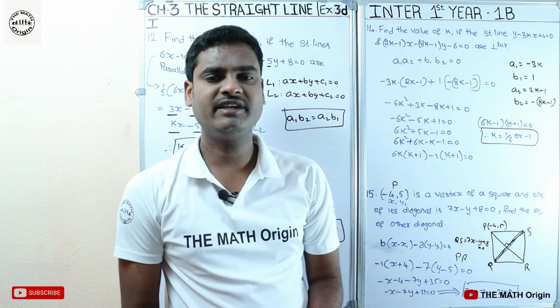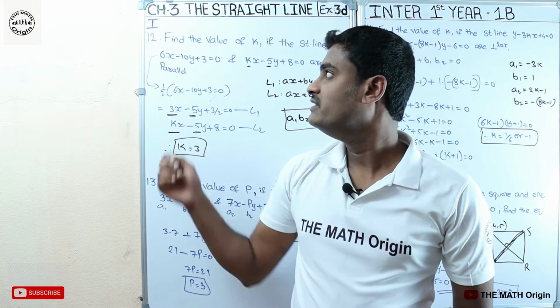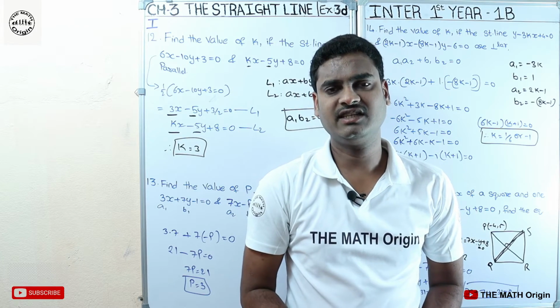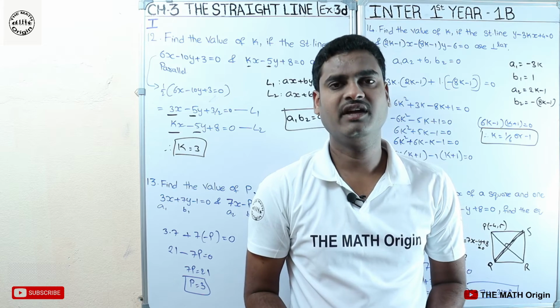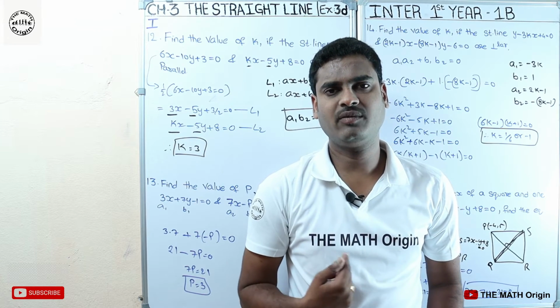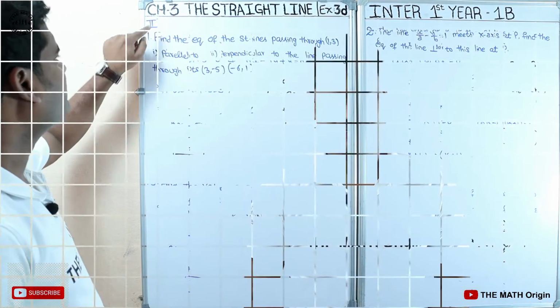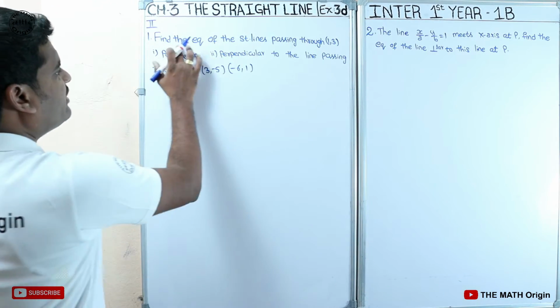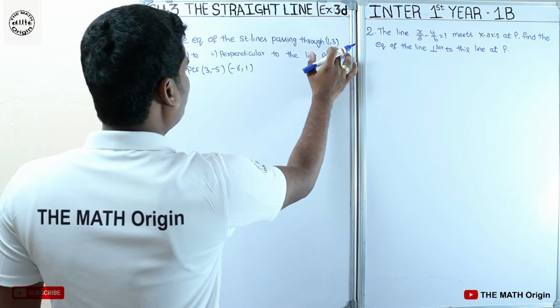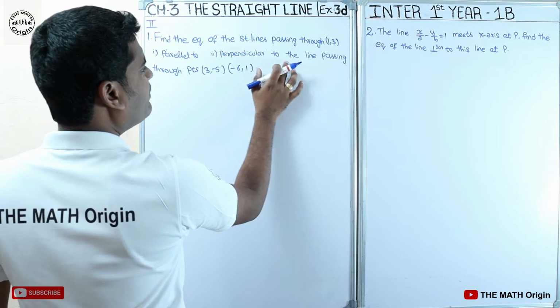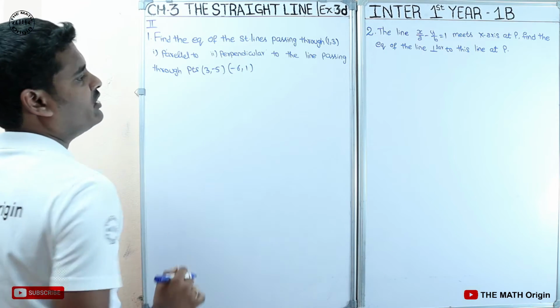Okay, with this we completed the 15th problem, and with this I can say we completed all problems of the first section in detail. If you still have any queries, please drop an email at themathorigin@gmail.com. First question from the second section: find the equation of the straight lines passing through a point parallel to and perpendicular to the line passing through the points.